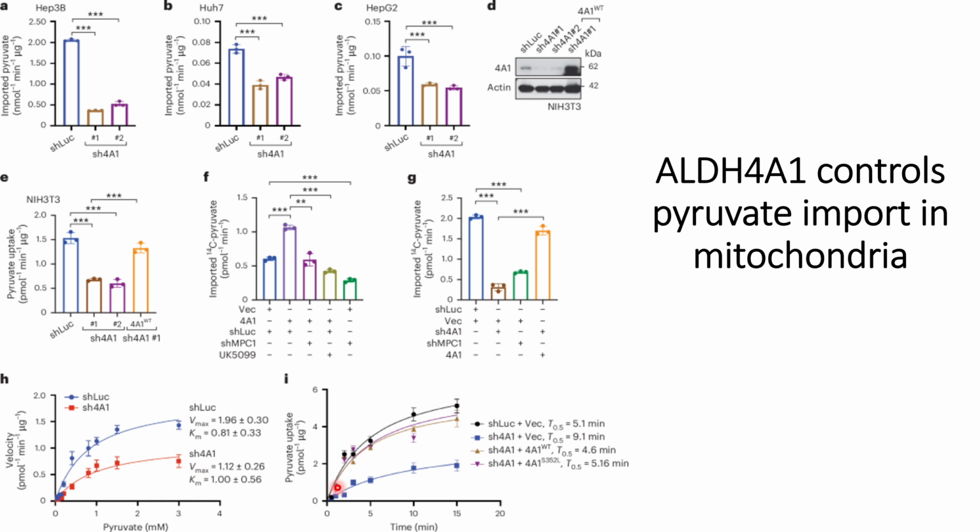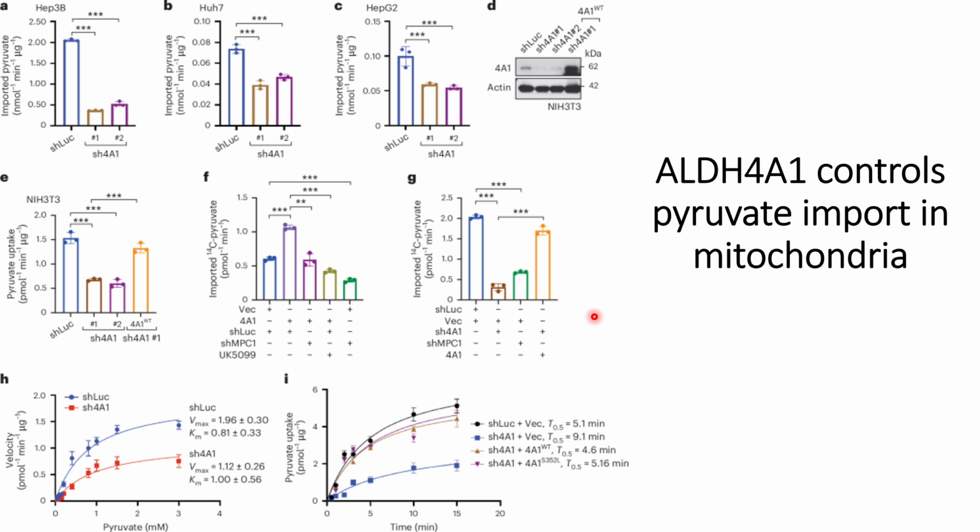When they checked the half time period for pyruvate uptake under different conditions, they see that for the control the half time period is 5.1, but when ALDH4A1 is knocked down the half time period increases to 9.1. When they reinstate or insert wild type ALDH4A1, they can see a decrease in the half time period to 4.6, and when they reintroduce the mutated ALDH4A1 they see a decrease from 9.1 to 5.16.